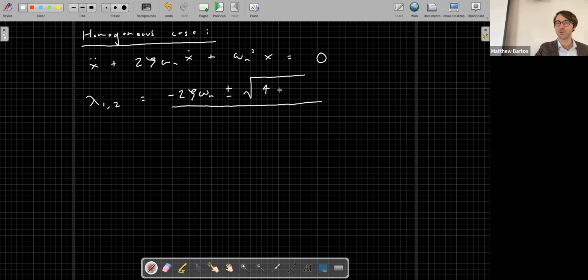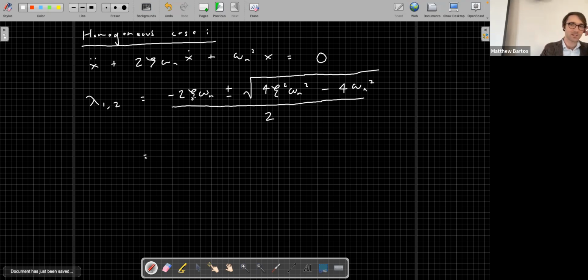Right. So this will be 4 zeta squared omega n squared. Very good. Minus 4 times our a, which is 1, and our c, which is omega n squared. So that's the numerator, and for the denominator, our a is 1, so our denominator will be 2. From here you can probably see why the form we put it in will be useful. So these 2's divide out, and we get negative zeta times the natural frequency plus or minus.